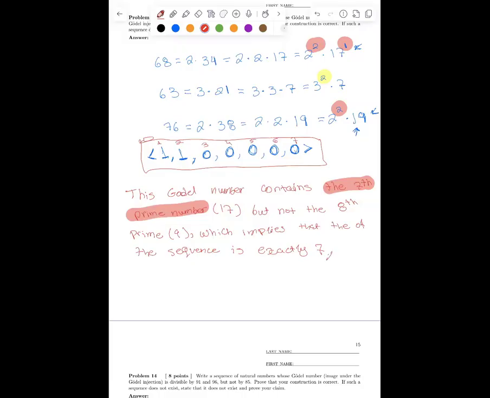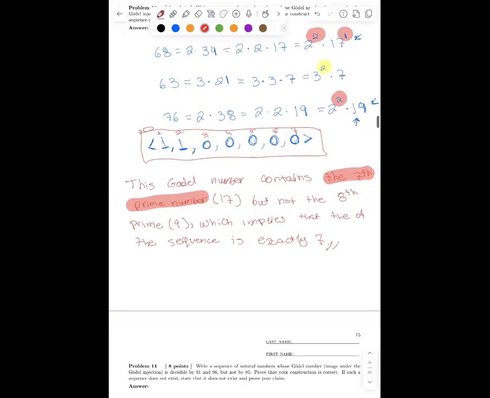So yeah, you can end it here, or you can say that 68 and 63 can be divided because I go up to the 7th prime, but 76 cannot be divided because I'm not using the 8th prime.